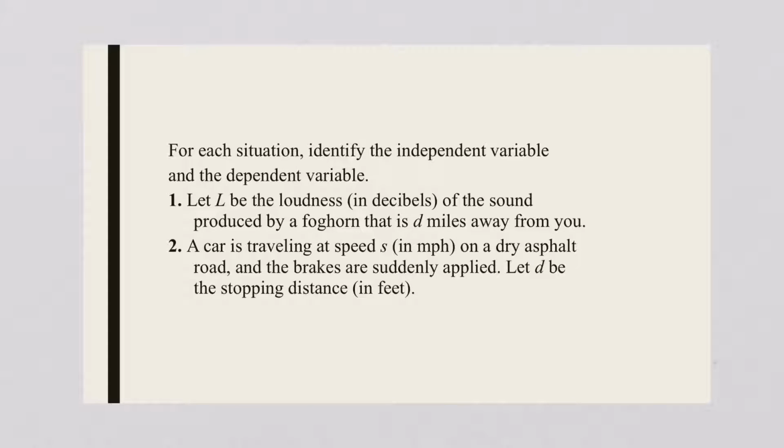Okay, for situations like this, let's go ahead and read through the first one. Let L be the loudness in decibels of the sound produced by a foghorn that is d miles away from you. So think about this. If I'm really, really close to a foghorn, then that sound is going to be very loud. If I'm really far away from the foghorn, then the sound is going to be much lighter. So the sound depends on your distance. So D would be our independent, and L for our loudness would be our dependent.